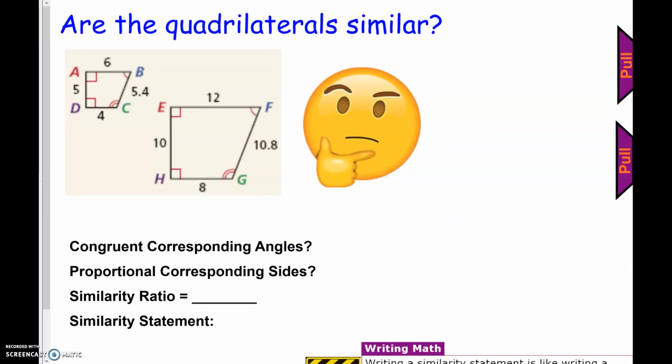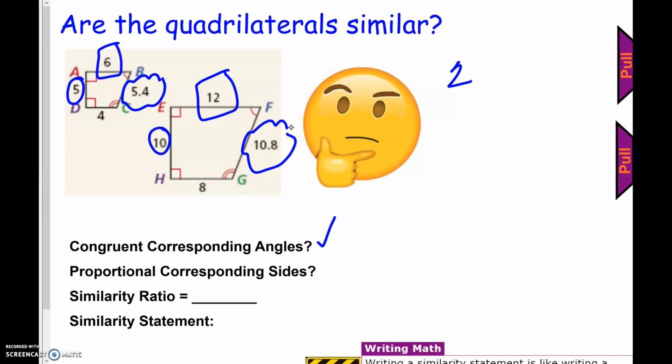All right, are these quadrilaterals similar? Well, first of all, we have to check, are all the corresponding angles congruent? So we've got two right, single, double. So check, this one does happen. Are all the sides in the same proportion? So let's compare the two between the two right angles. That is a scale factor of 2. Okay, then let's just do the top ones. 6 to 12, that's also 2. 5.4 to 10.8, also 2, and 4 to 8. So yes, they are all in proportion.